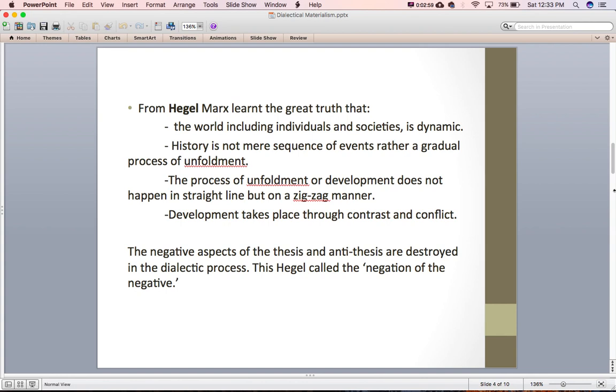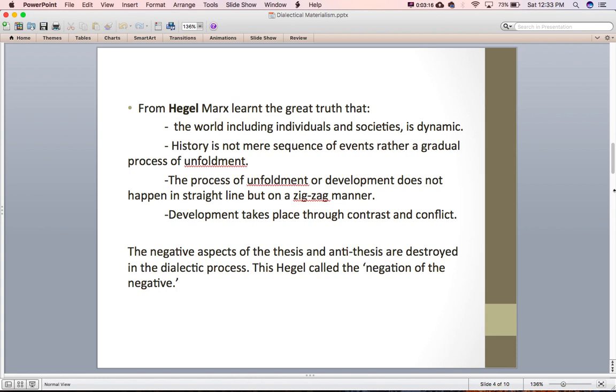We know that Marx was inspired by Hegel for the dialectical process. Now let's talk about what Marx learned from Hegel. First, the world, including individuals and societies, is dynamic in nature. That is, it keeps on changing continuously, it is not static.